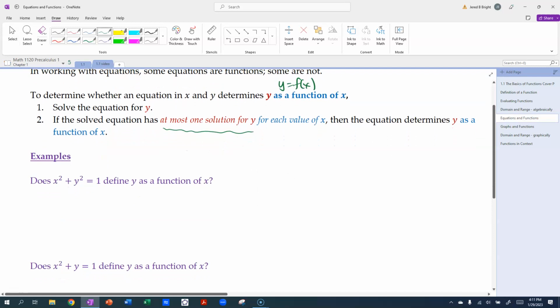Does this define y as a function of x? It says solve the equation for y. Okay, I can solve this. I want to solve for y. That means I need to subtract x squared from both sides. So I have y squared is equal to 1 minus x squared.